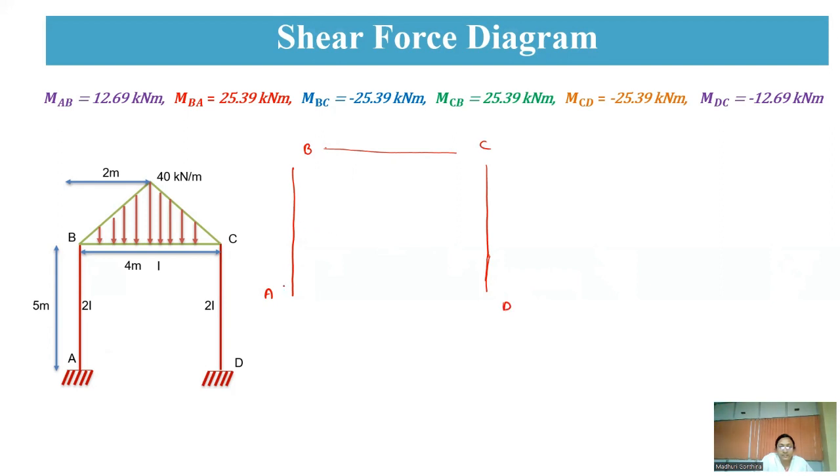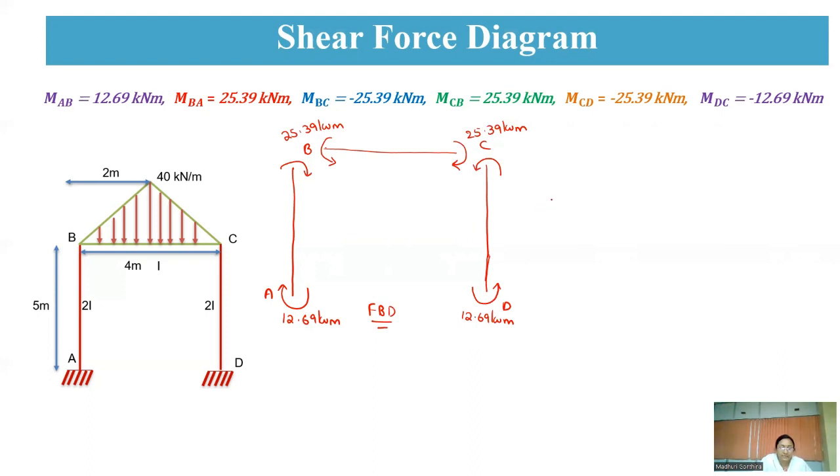So AB moment is clockwise. So this is 12.69 kilonewton meter. And BA moment, it is again clockwise. And this BC moment is negative, anti-clockwise. So 25.39 kilonewton meter. Whereas CB, it is clockwise. Whereas CD, it is anti-clockwise, negative. So it is 25.39 kilonewton meter. And whereas for DC, it is again anti-clockwise. So that is 12.69 kilonewton meter. So this is a free body diagram representing the moments.